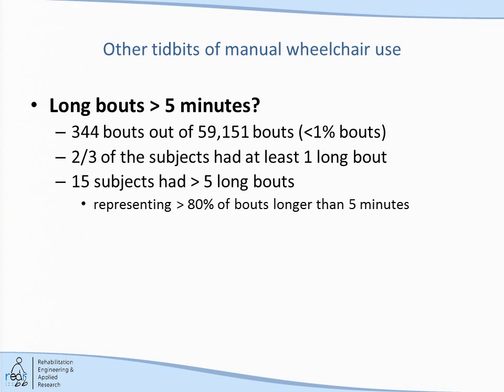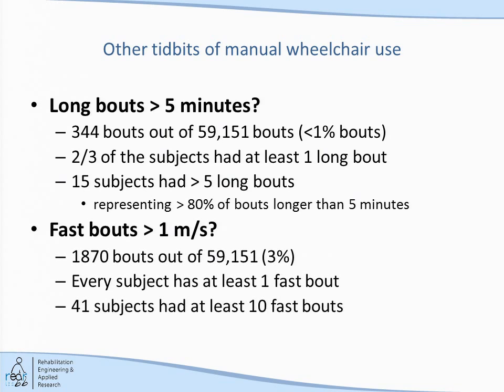There's somebody here who uses their car differently than I use my car. There's people who use their shoes differently than I use my shoes. But it does show that long bouts of mobility are rare. 99% of them are shorter than 5 minutes. How about fast bouts? 1 meter per second, okay? Only 3% of bouts exceeded that threshold, okay? But every subject had at least one fast bout. Everybody went at least 1 meter per second one time during that week of monitoring, okay? And 40 subjects, over half, had over 10 of those fast bouts. So you see speed occurs much more than duration, okay?